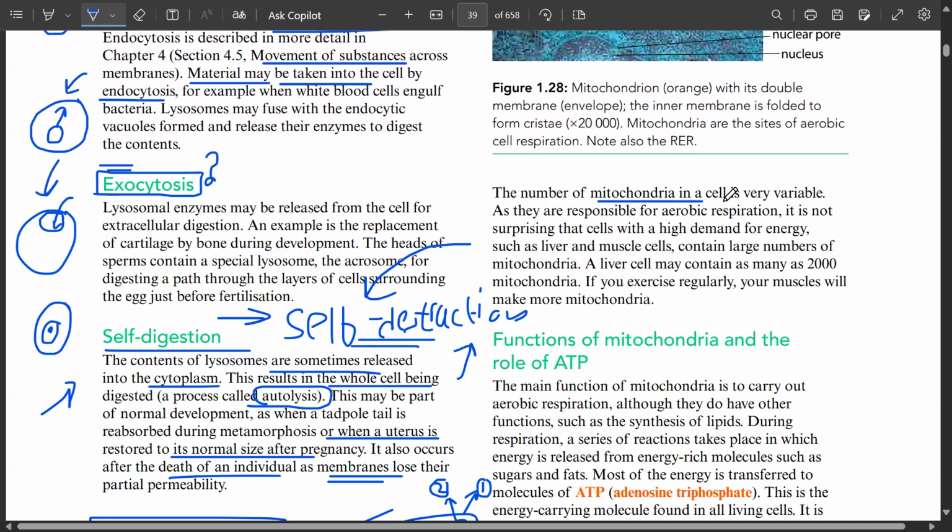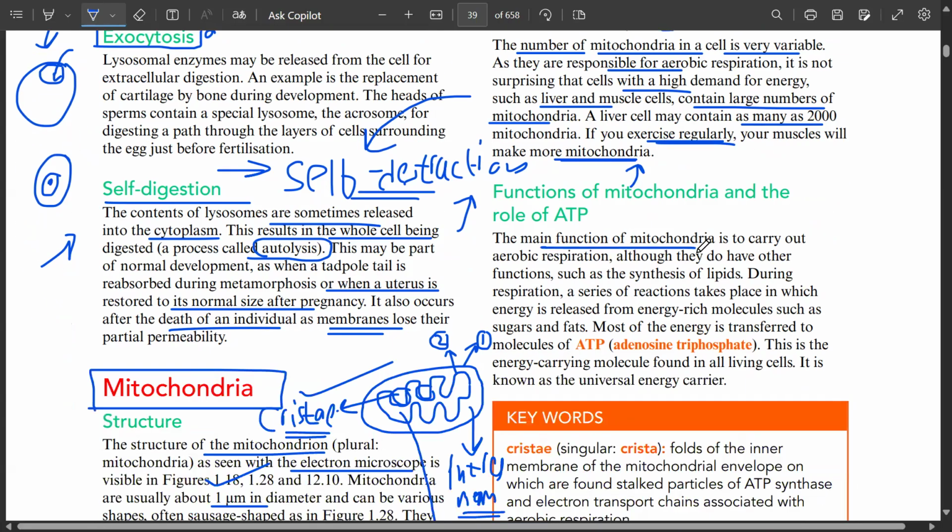The number of mitochondria in the cell is variable. Would the number of mitochondria differentiate between a muscle cell and a normal skin cell? What do you think? Muscles have more mitochondria because they need more energy for contraction. Good job. As they're responsible for aerobic respiration, cells with a high demand for energy, such as liver and muscle cells, contain large numbers of mitochondria. A liver cell may contain as many as 2000 mitochondria, and if you exercise regularly, your muscles will produce more of this organelle as well.